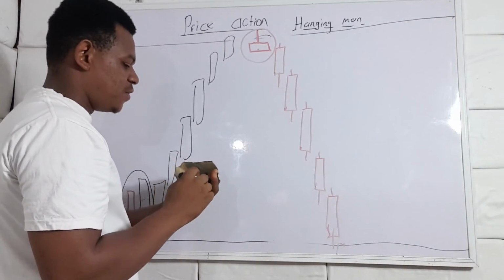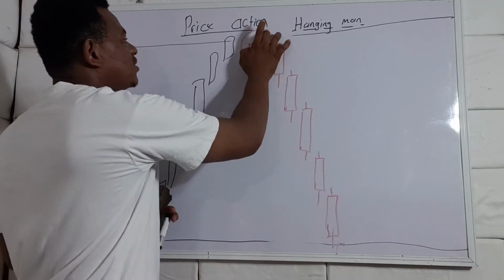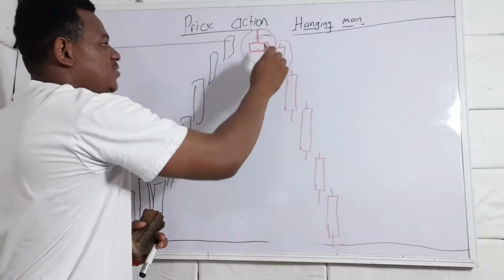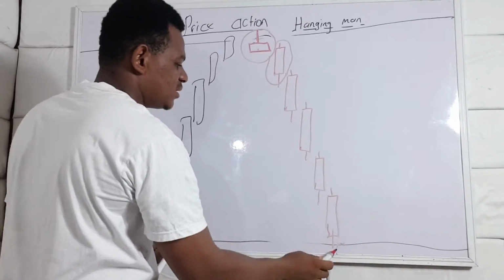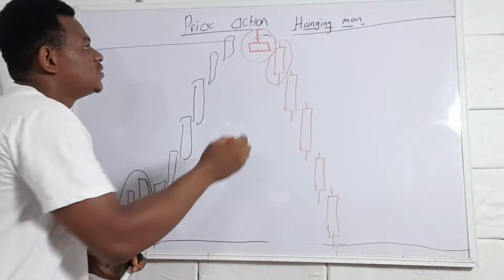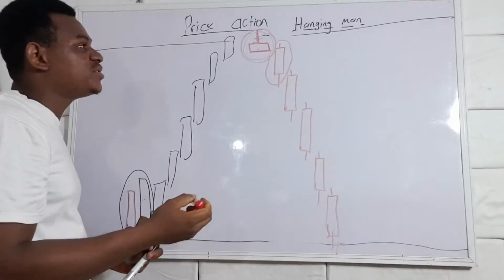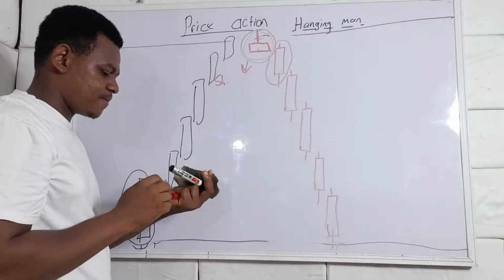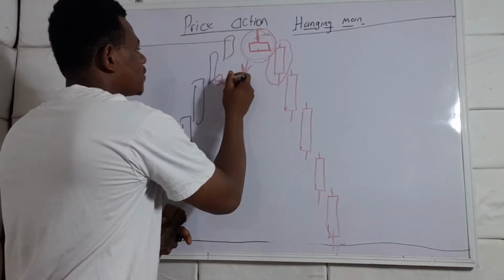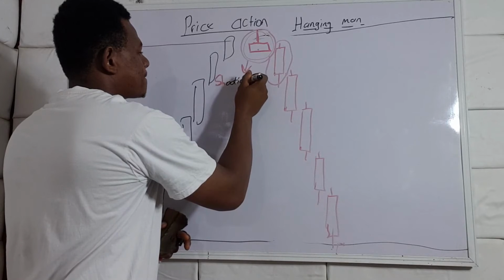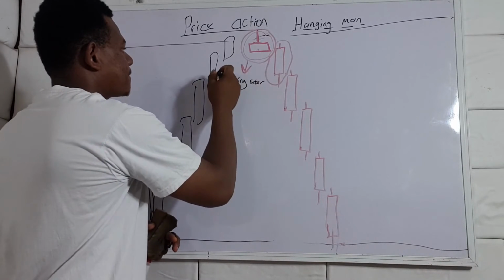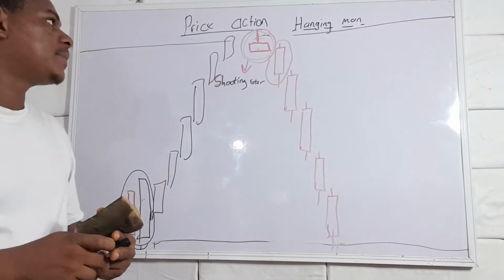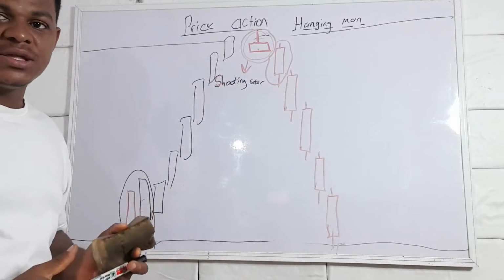You will allow it to form. After forming, the next candle is your confirmation candle, telling you that this market is likely to move to the downside. Okay, so this is your shooting star. It is a bearish candle. We call it the shooting star, or a bearish pin bar.